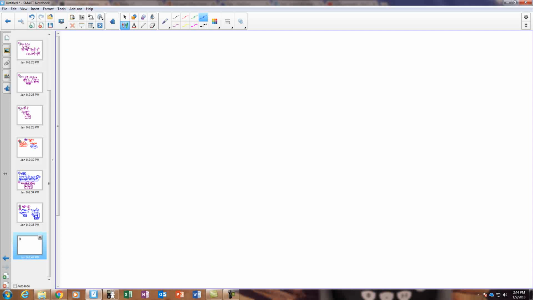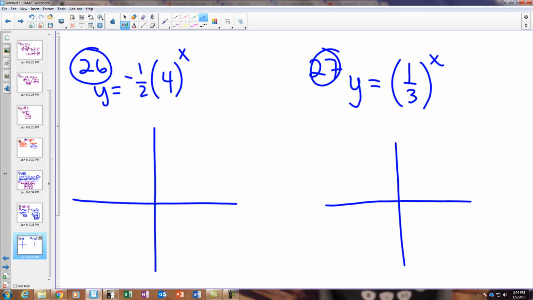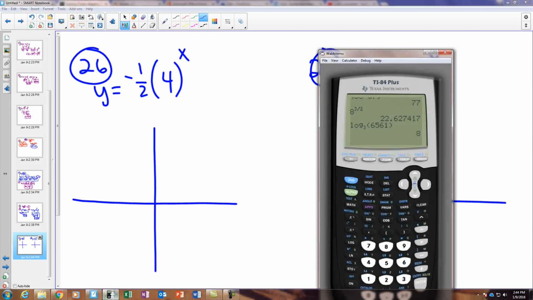We've only got 2 left, and they go back to the calculator to graph. These were our exponential growth and decay functions. So 26 and 27 are really straight off the calculator. 26 is negative 1/2, parentheses 4 to the x. So that should be y equals. And over here on 27 we have y equals 1/3 to the x. We're going to graph the 2 of these functions on a simple coordinate plane. And I didn't even make you give me the domain and range, which I could, but I'm not requiring it. Just make sure that you can get the graph done.